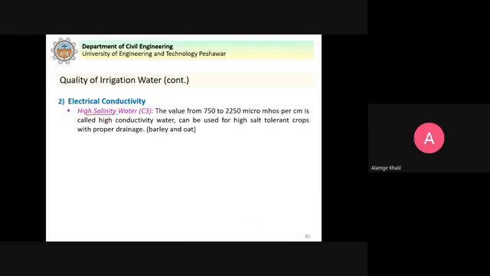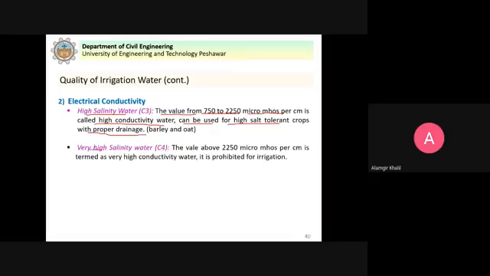Then we have high salinity water. The value from 750 to 2250 micromhos per centimeter is called high conductivity water. It can be used for high salt tolerant crops with proper drainage, for example, barley and oat. Very high salinity water, the value above 2250 micromhos per centimeter, is termed as very high conductivity water. It is not suitable for irrigation.